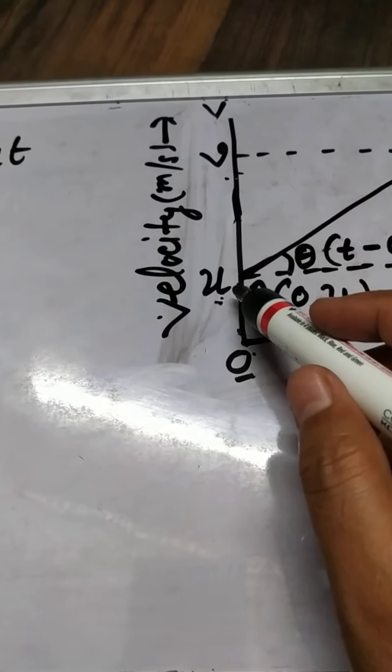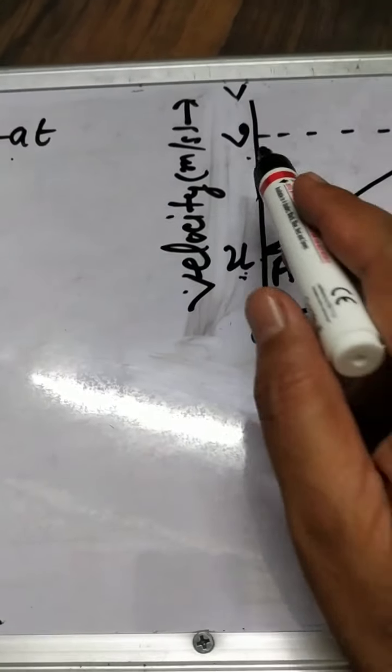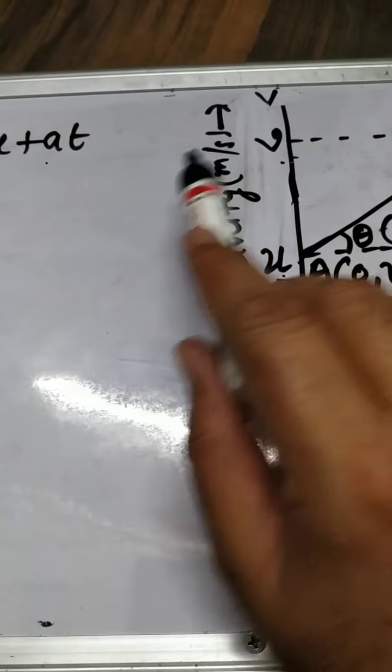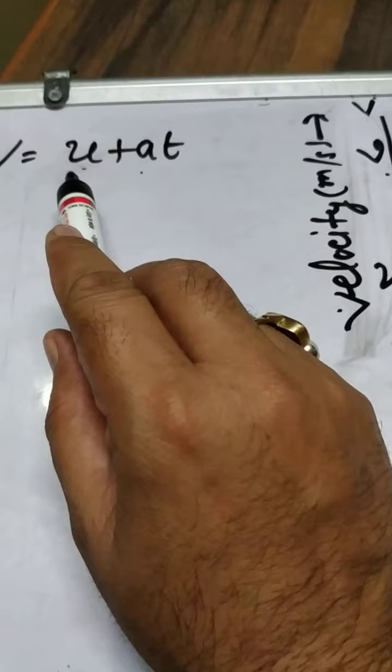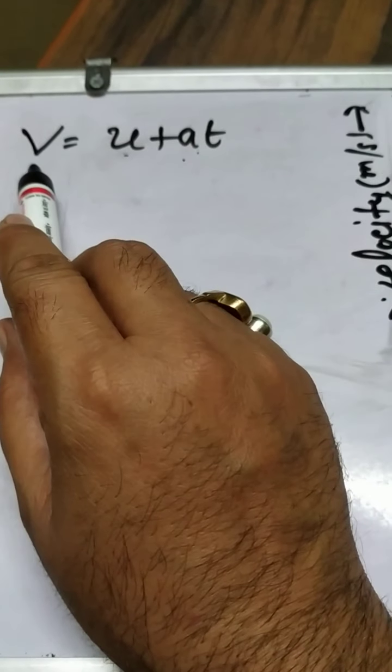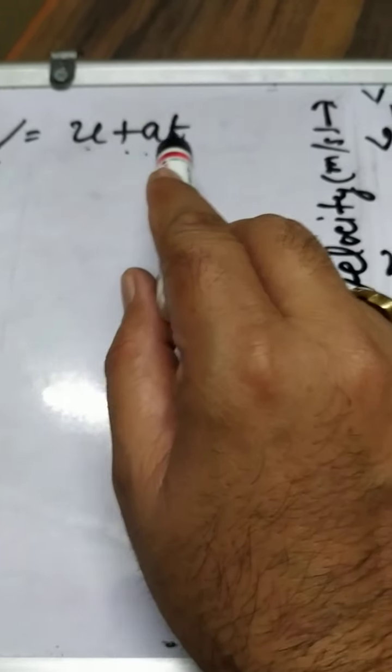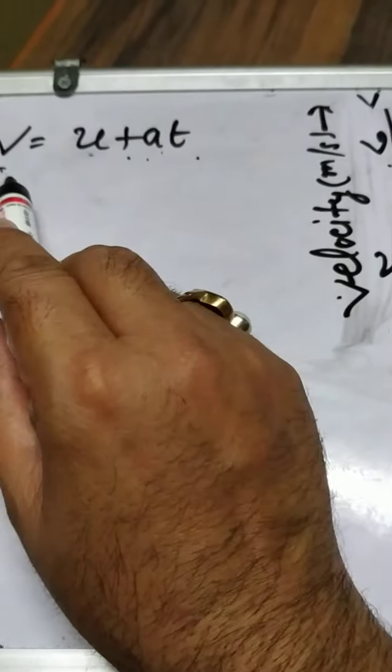In this video, today we discuss the equations of motion. First, we discuss the first equation of motion, v equal to u plus at, with the help of the graph method.